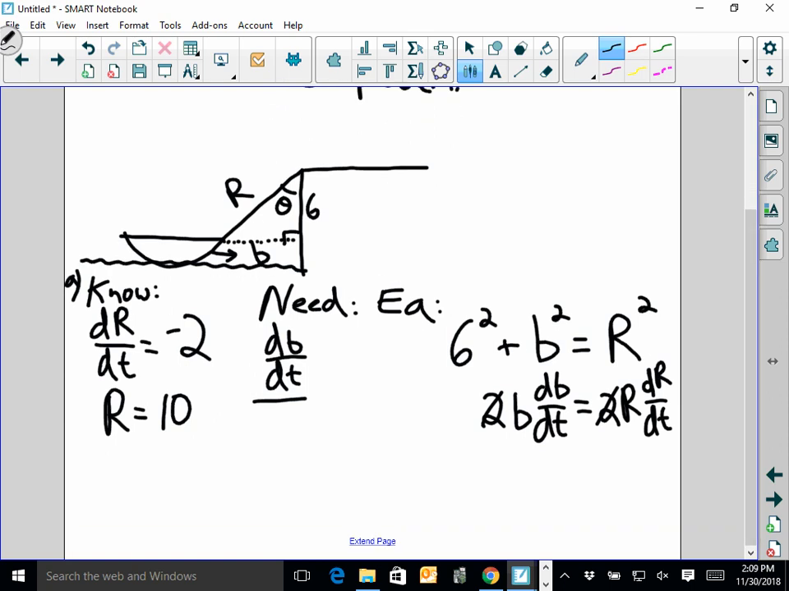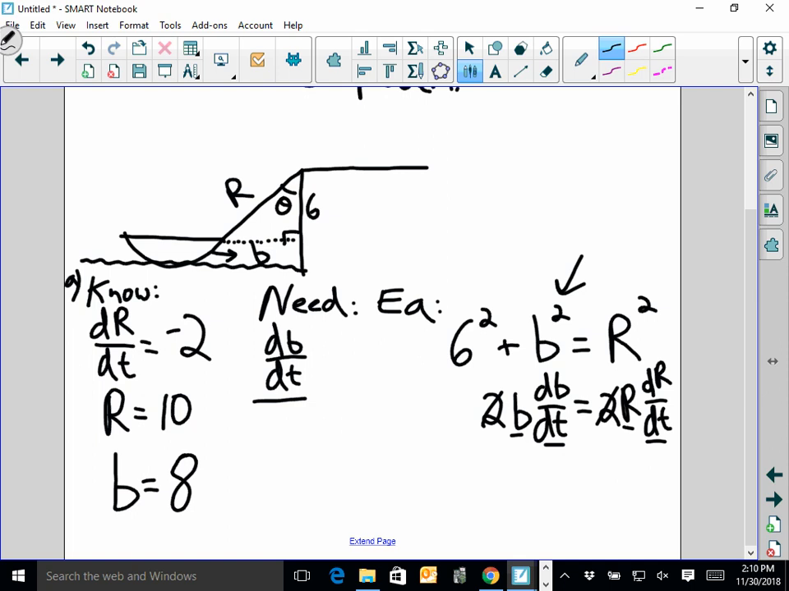And now I have to plug in. The problem is when I go to plug in, I can plug in r just fine. I can plug in dr dt just fine. It's okay that I don't know dv dt, but right now I don't know b. So I have two unknowns in here, right? But we can use this equation right here to solve for little b. And really, we shouldn't need that equation because at that instant, r is 10, right? So 10 squared is 100, 6 squared is 36, 100 minus 36 is 64. So b should be 8.